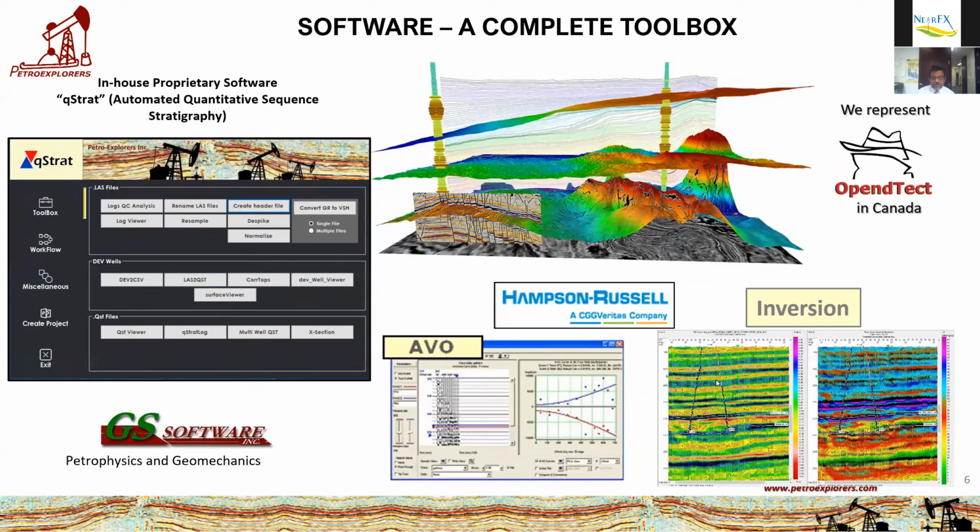Then inversion with Hampson-Russell is our key tool for AVO and inversion work. And the software we use for petrophysics is GeoSoftware out of Florida.